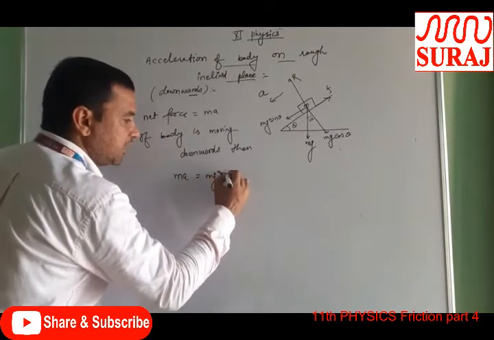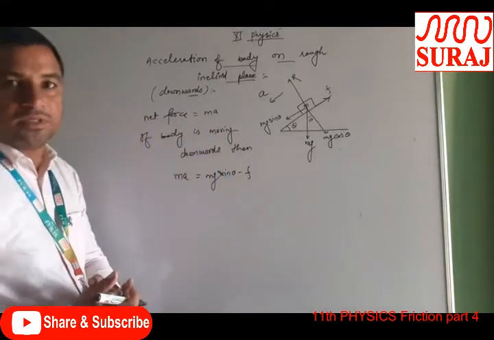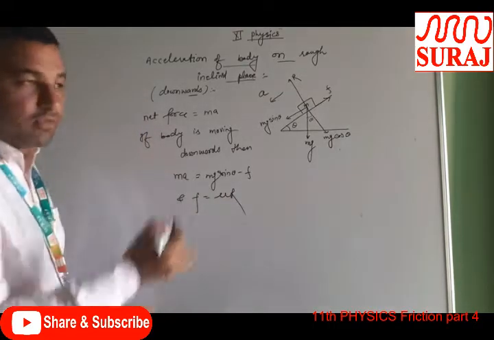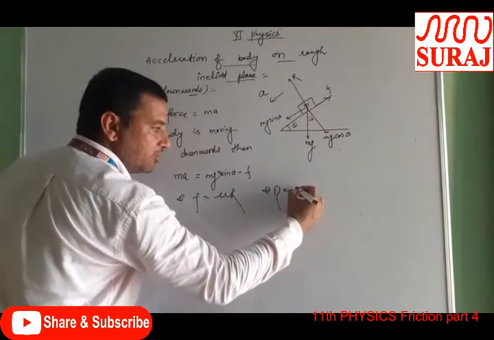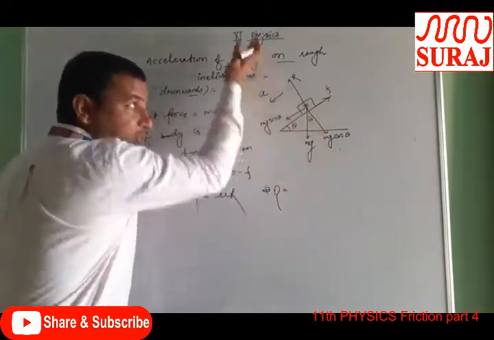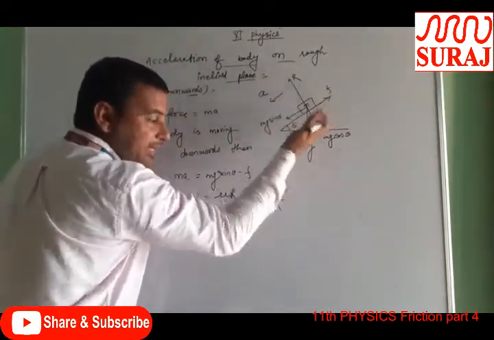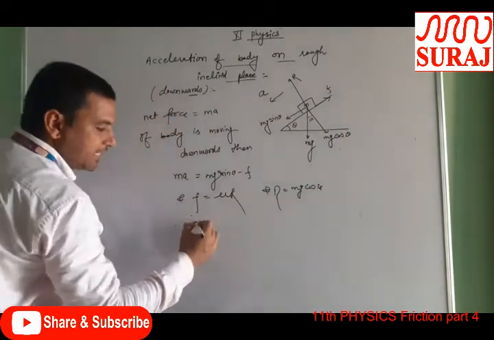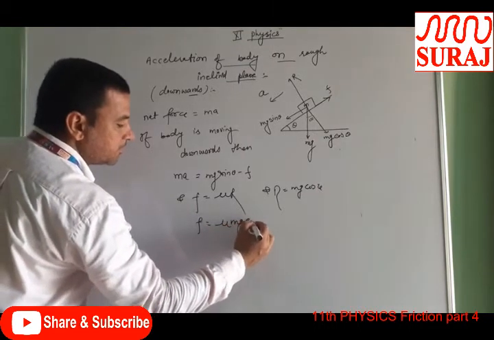mg sin theta minus f. This is the equation. And f is equal to the force of friction, which must be equal to mu R from the law of limiting friction, and R is equal to the normal reaction. From the figure, normal reaction R must be equal to mg cos theta, because the surface has balanced it. Then putting the value of R, we get F is equal to mu mg cos theta.